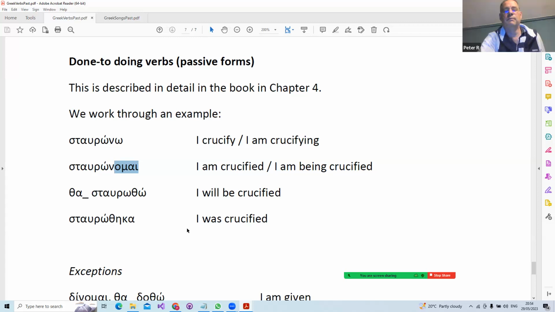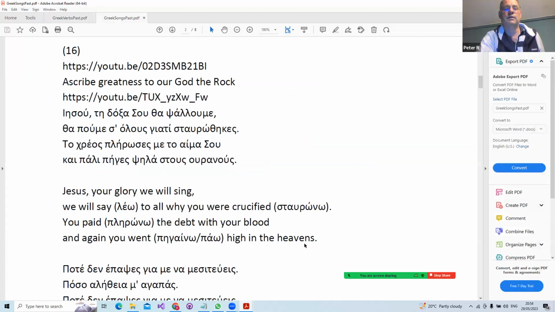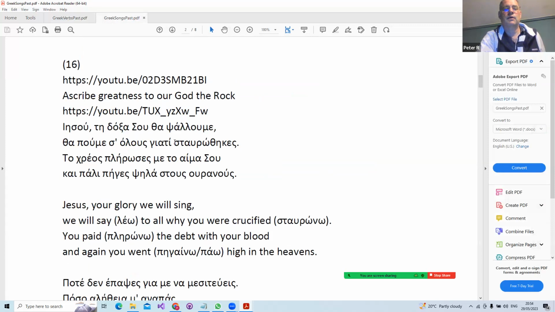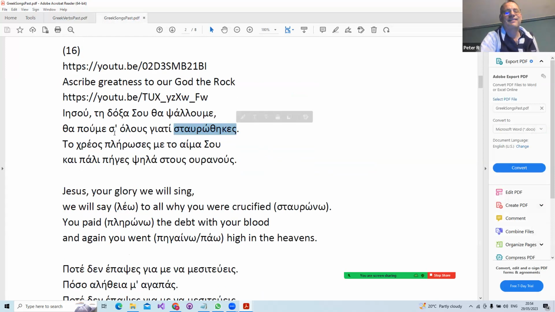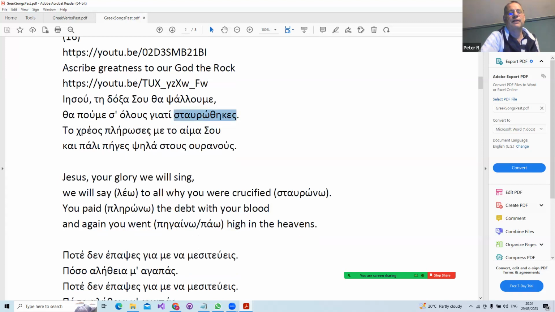So I do explain this in the book in a lot more detail. But we can see it here in the song that we're singing. So where was it? Stavrothikes. I missed the S. Okay, so the S at the end here is the past tense use, you singular, friendly, and then Stavro we know. And you can probably guess what it would mean. So here's another one, plirono. I think I mentioned that. So that's I pay, and this is you paid.